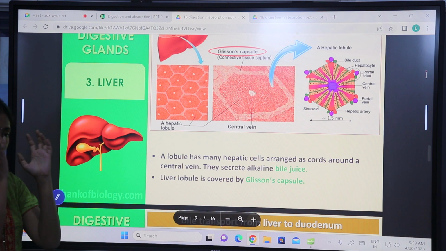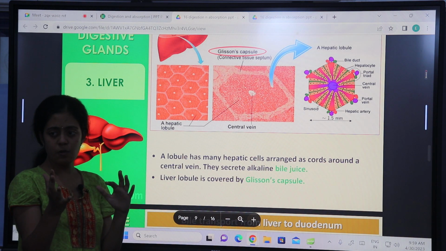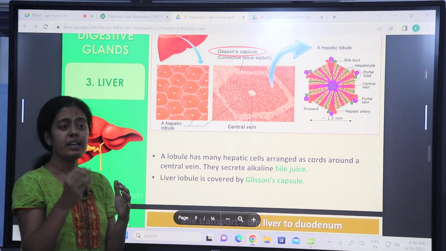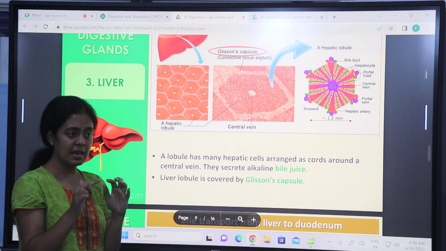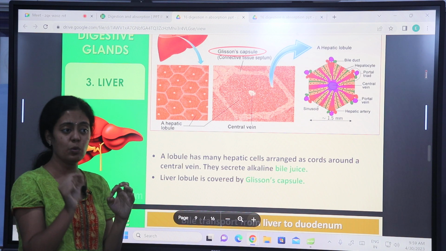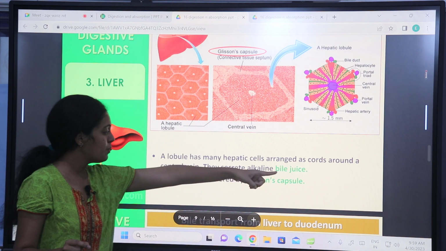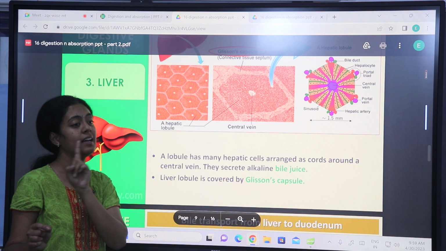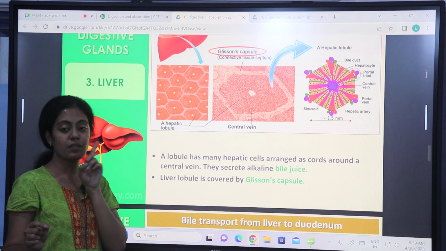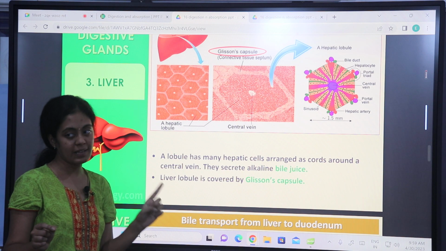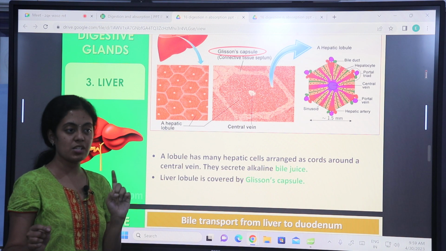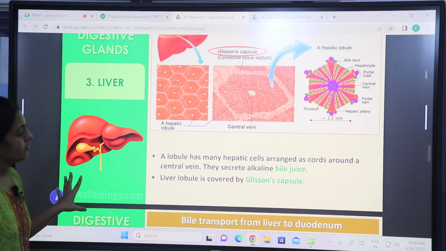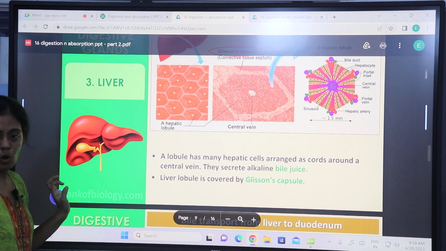Clear, guys? Understood? Liver has two lobes, left and right. Each lobe is made up of lobules. Each lobule is covered by Glisson's capsule, and each lobule has numerous hepatocytes which produce bile juice. What is the pH of bile juice? Alkaline. What is the pH of gastric juice? Acidic. These pH questions are also very favorite. Can we proceed, all of you?